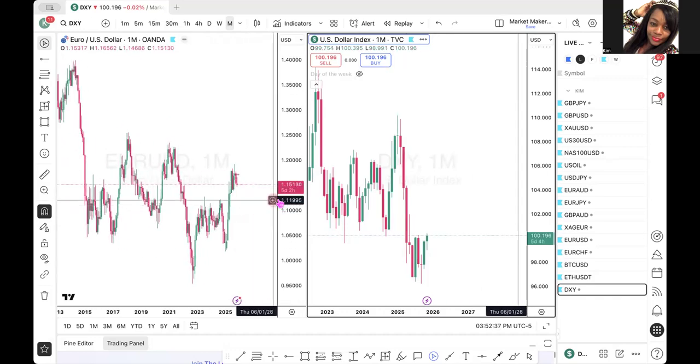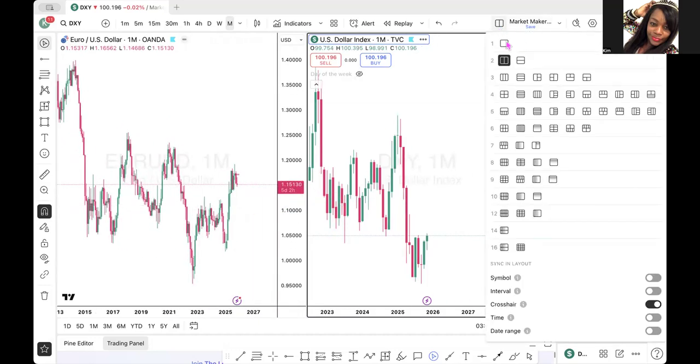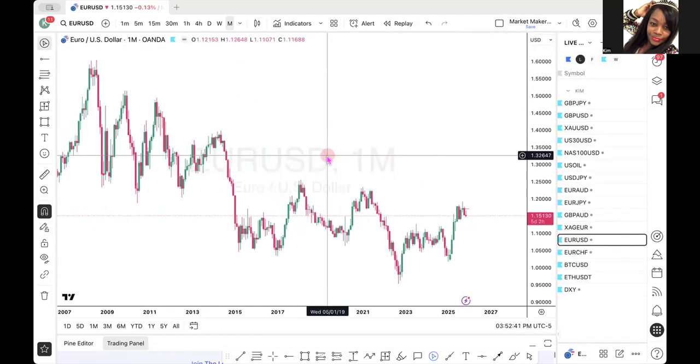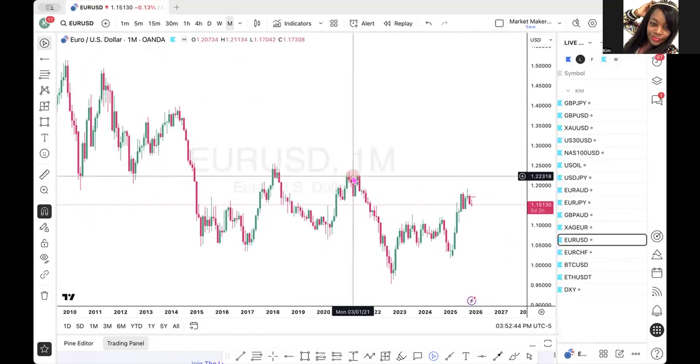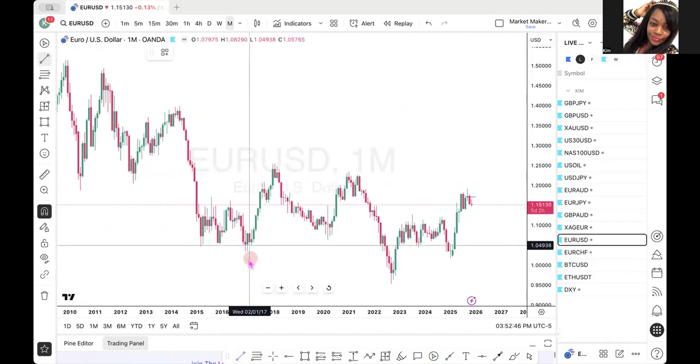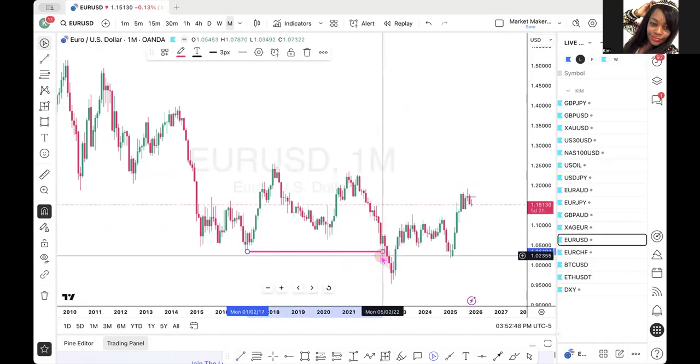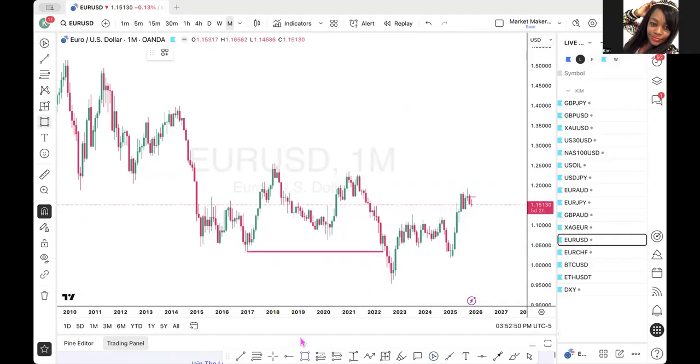Now, I personally think, based off of what I know or how I trade, that we had a break of structure and we have a supply zone.